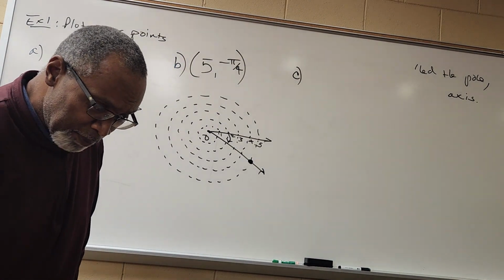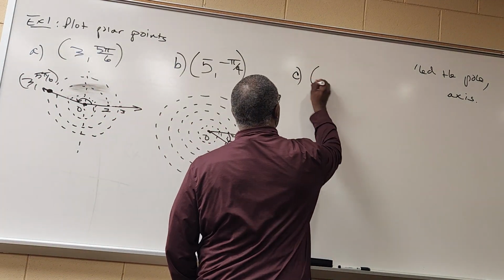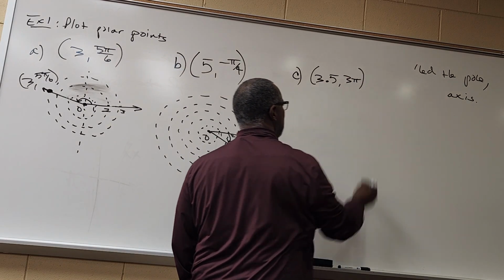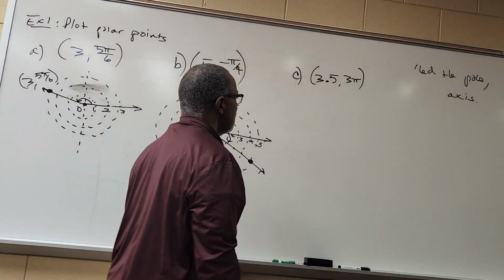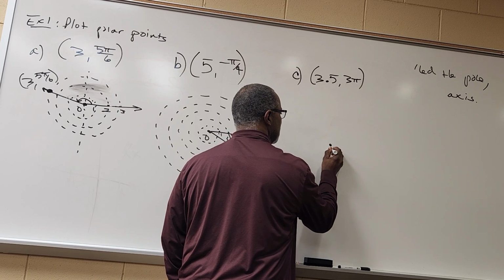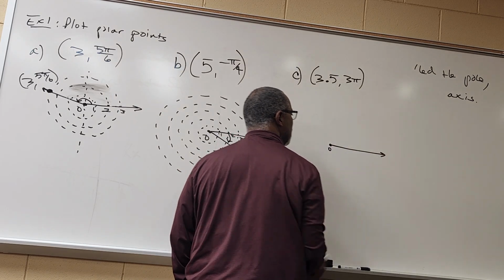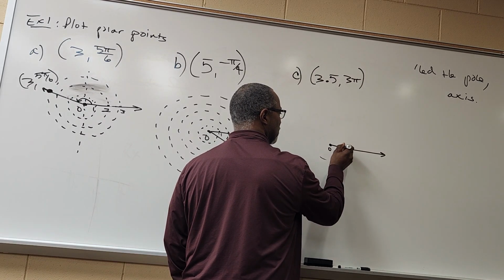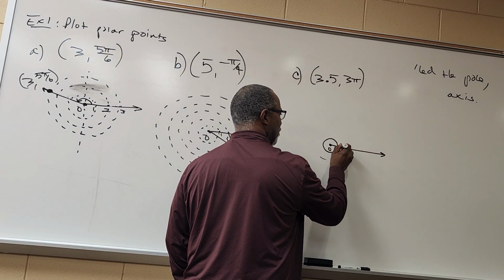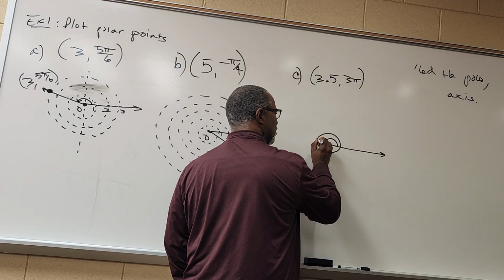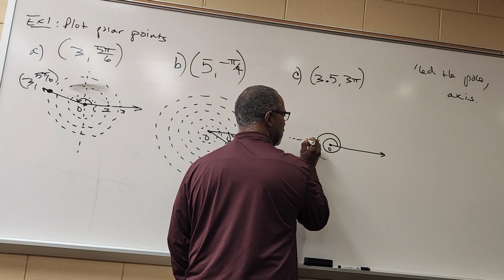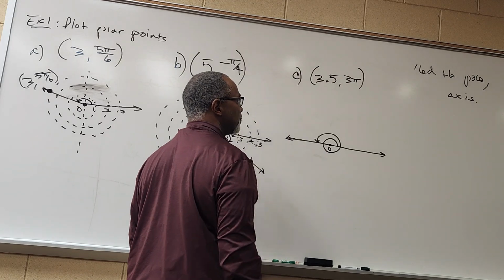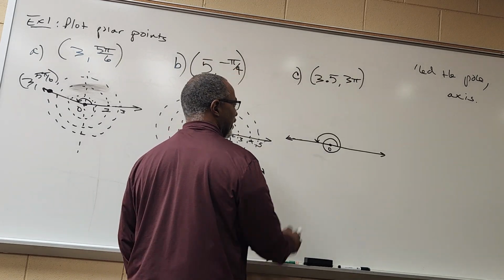Okay? C says 3.5, 3π. 3.5, 3π. Okay? Well, again, there's my pole. I make an angle of 3π. So again, one complete revolution is 2π. So if I start here and I go around once, that's 2π. Plus π puts me right here. So there's an angle of 3π. Okay? And now I got to go 3.5.